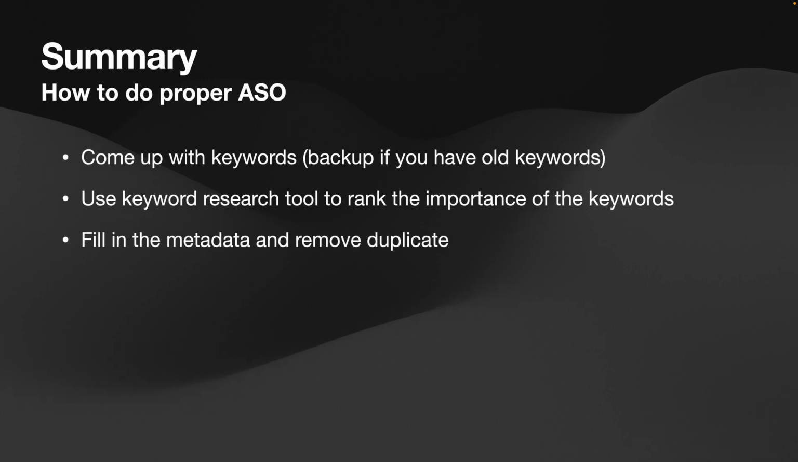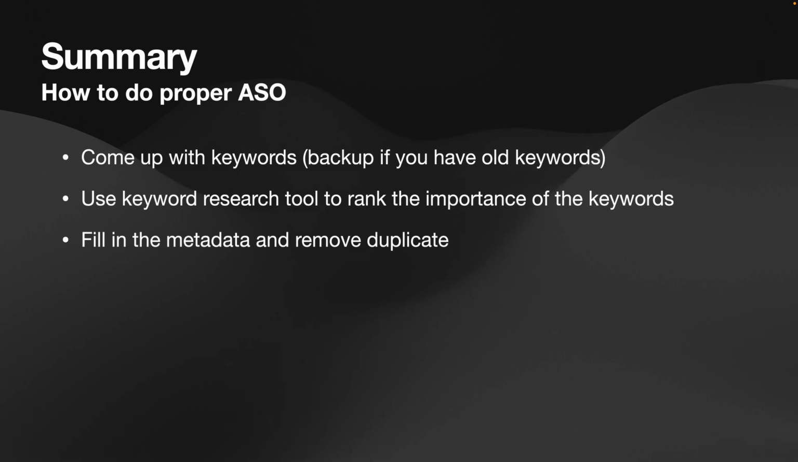Next, list all the keywords into your metadata fields. This includes the title, the subtitle, and the keyword list. You put the most important keywords in the title, the slightly less important ones in the subtitle, and the least important ones in the keyword list. You should fill the title and subtitle for sure, because they're only 30 characters each, and you should be able to come up with at least that many keywords.